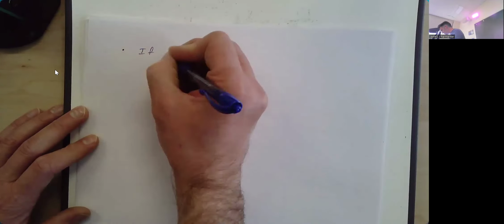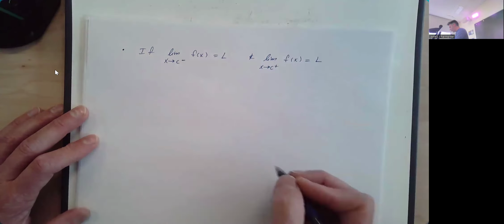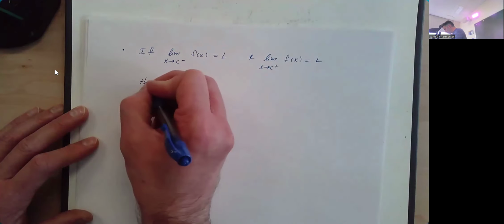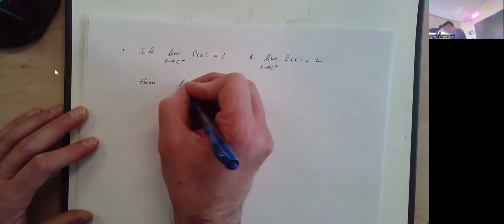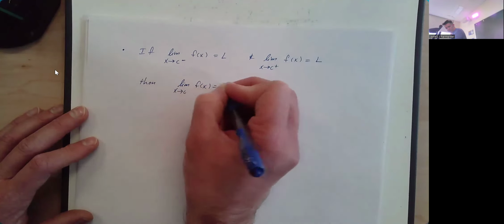If the limit as x approaches c from the left of a function is equal to L, and the limit as x approaches c from the right of the same function is also equal to the same value L, then the limit as x approaches c of f of x is equal to L.